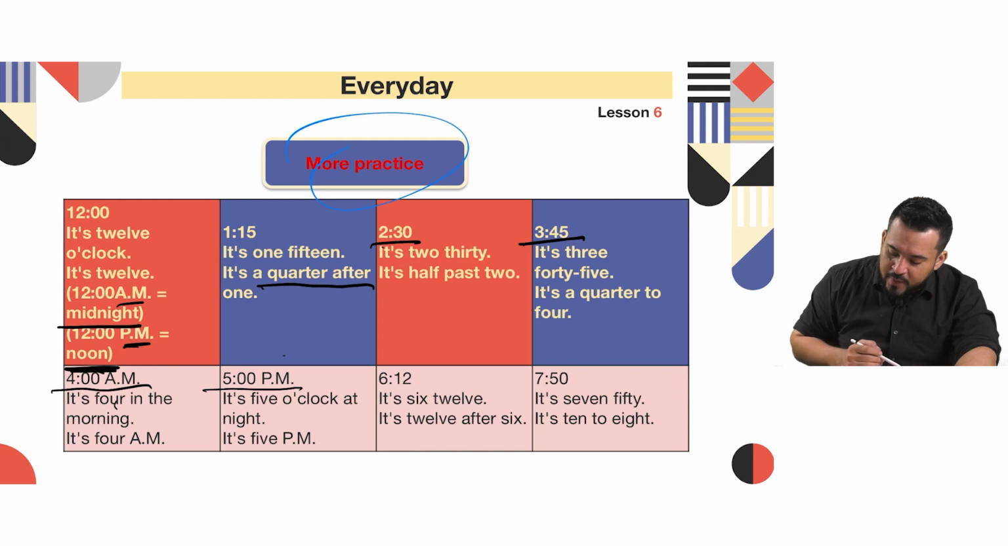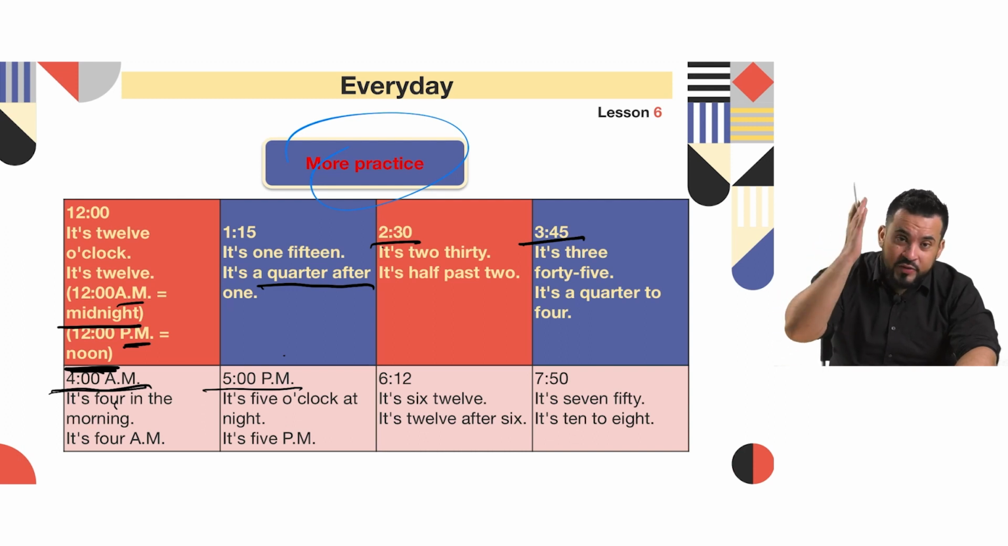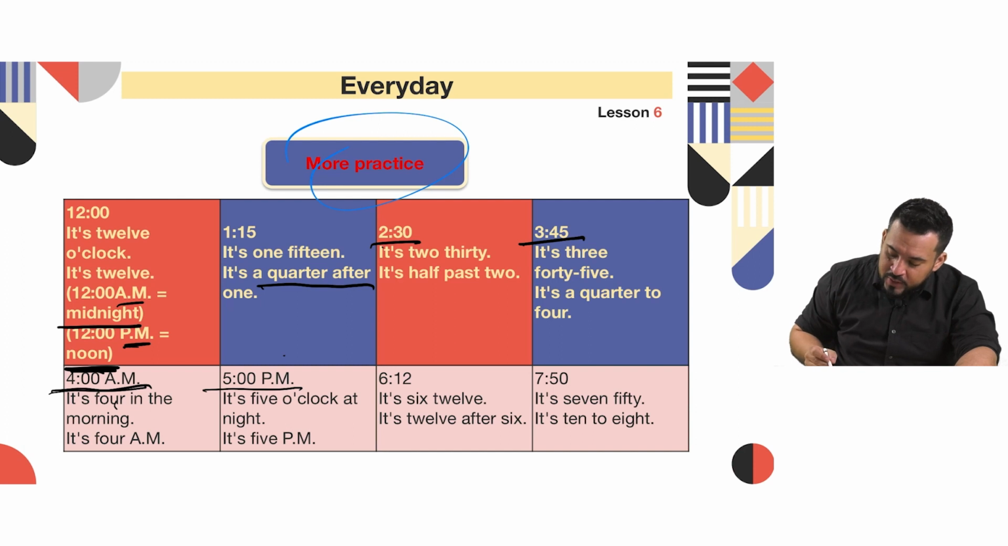It's 5 o'clock. Okay, this is 4 o'clock a.m. That means after midnight in the morning, early morning, still dark normally. 5 p.m. we say it's 5 o'clock. Why? Because the hand is exactly on the minutes.